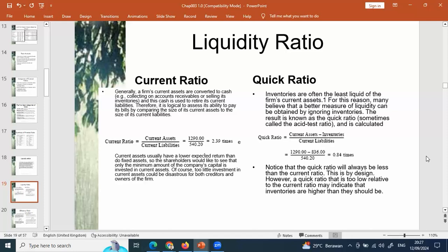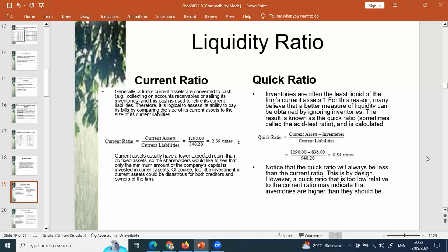Quick ratio is current asset minus inventory divided by current liability. 1290 minus inventory divided by 540, only 0.84 times. Is it good or bad? Just answer. Good, bad? Good, sir. Good, Teguh. Why do you call it good?